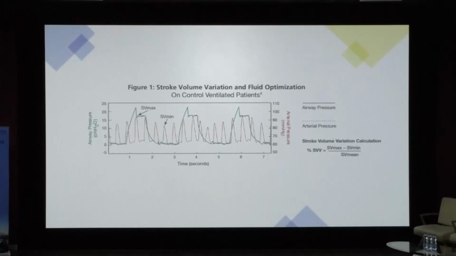So this is one thing which pulse contour analysis also will do: stroke volume variation and pulse pressure variation. Many of us will monitor these things. The arterial pressure will change along with your respirations. So this is the inspiration and this is the expiration that's happening here.